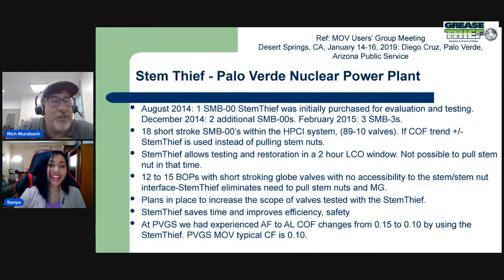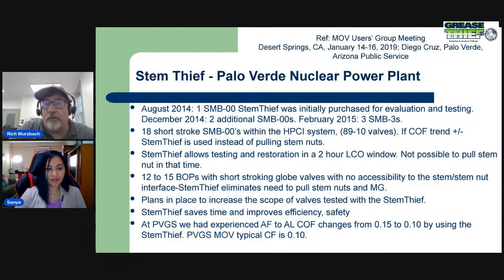The Vogtle plant just brought 2 new units online. So, still 3 large nuclear units there in Arizona. And they've had a number of issues in the past. So they purchased these stem thieves, different sizes, different configurations. They have 6 of them now that they use routinely, especially for the short stroking valves that just barely move because you can't get the grease down inside.